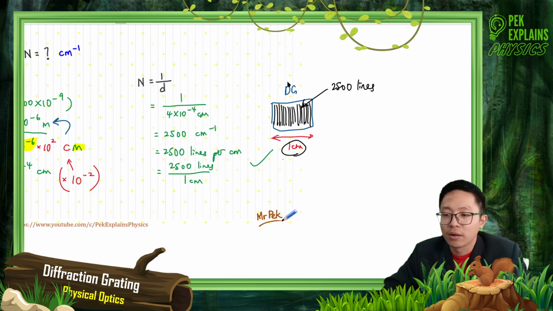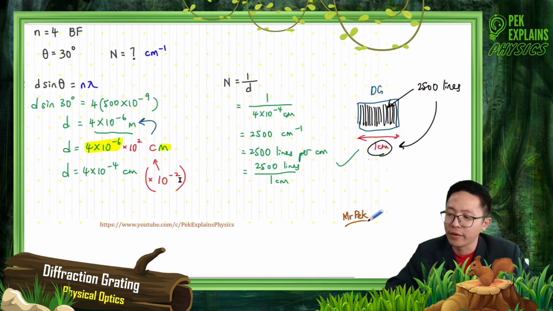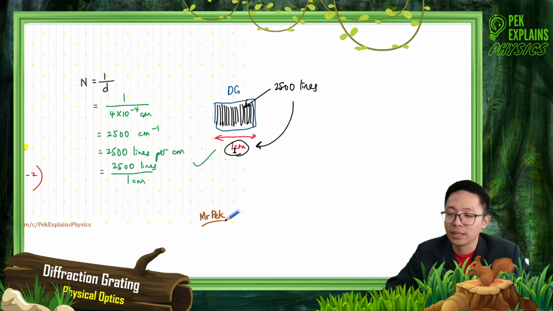2,500 lines compressed in 1 centimeter. Imagine how small that is. This is the separation between the slits. In between the slits, that's the separation. The separation between the slits is 4 exponent negative 4 centimeter. It's very, very small. In 1 centimeter, you can find 2,500 lines that produce the diffraction pattern.